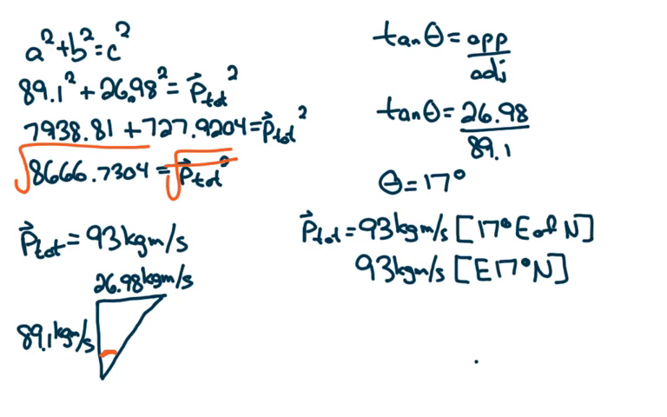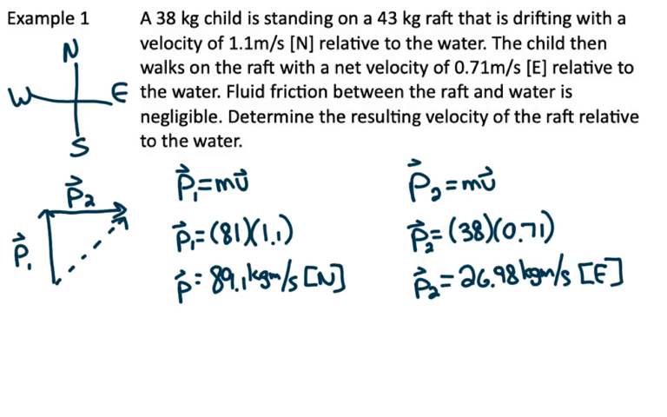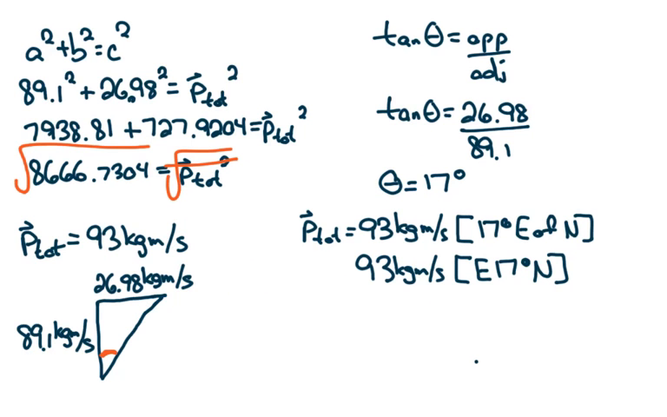But looking back at the question for just a second, we haven't actually been asked to find the total momentum. We want the resulting velocity, which I avoided speaking about until now, because in order to do anything with this, we did need to find the overall momentum, which we have here at 93 kilogram meters per second in that direction. Now that we have that overall momentum, we can go back and we can find the velocity.